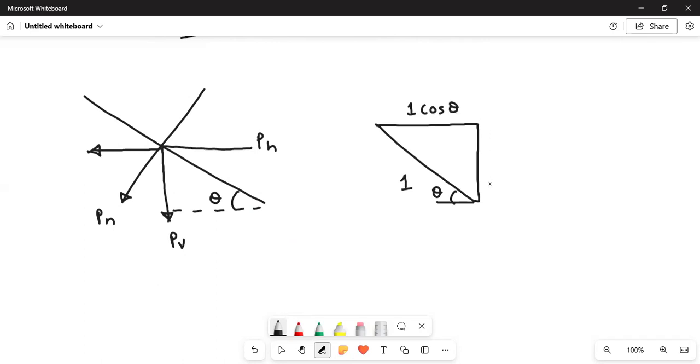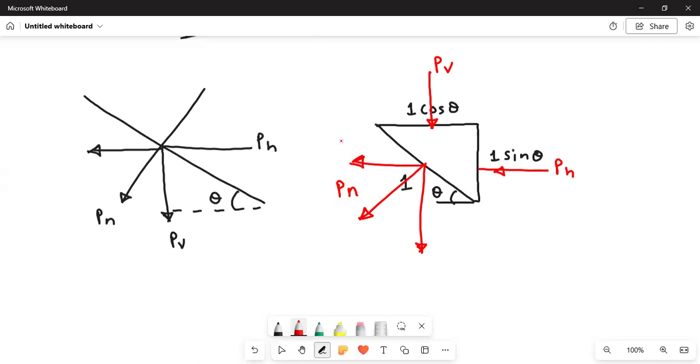Am I right? And what will be the vertical? 1 sin theta. So on the vertical, PH is acting. On this horizontal, PV is acting. And on this inclined, PN is acting. If you take this vertical downward, it will be like this. And if you take this horizontal here, it will be like this. This is PH and this is PV.